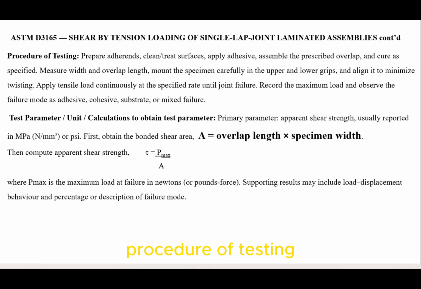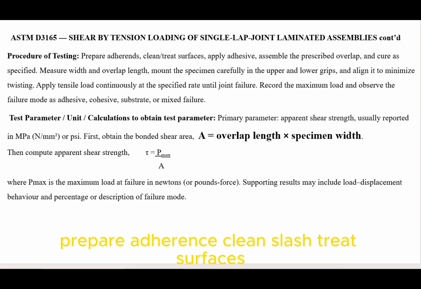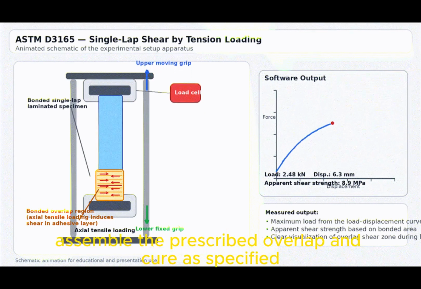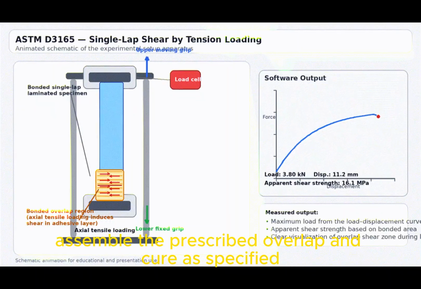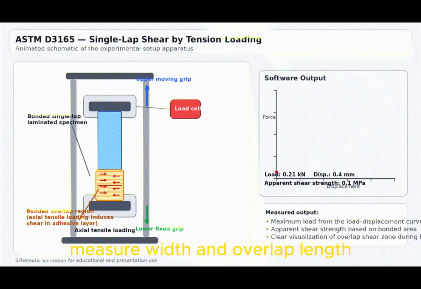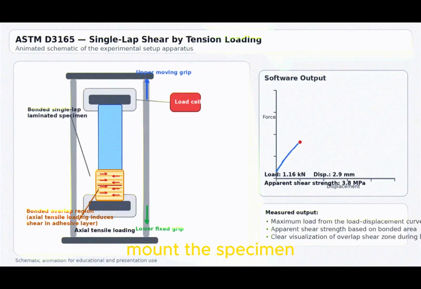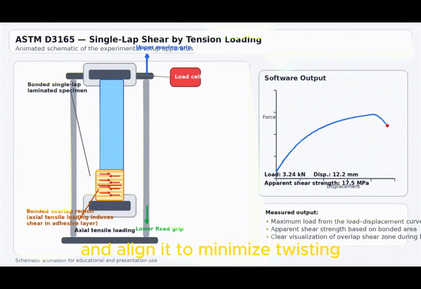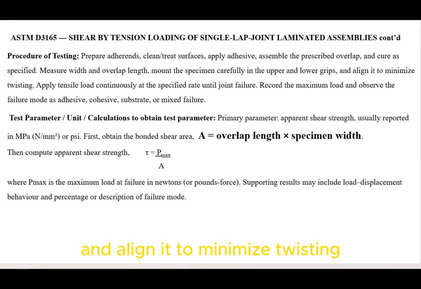Procedure of testing: prepare adherents, clean/treat surfaces, apply adhesive, assemble the prescribed overlap, and cure as specified. Measure width and overlap length, mount the specimen carefully in the upper and lower grips, and align it to minimize twisting.